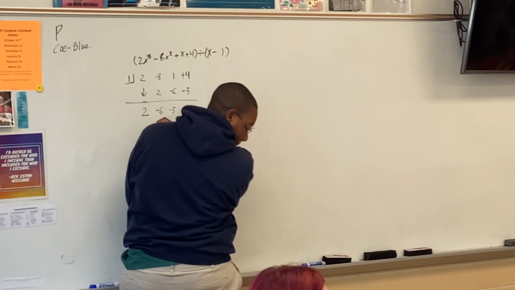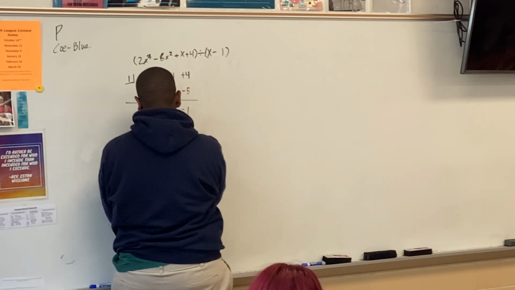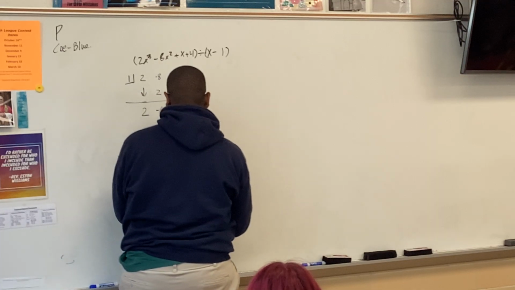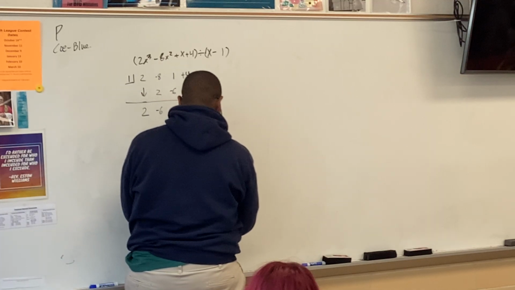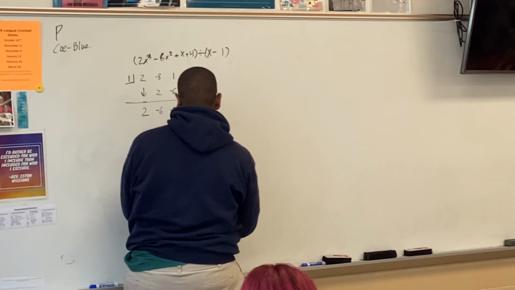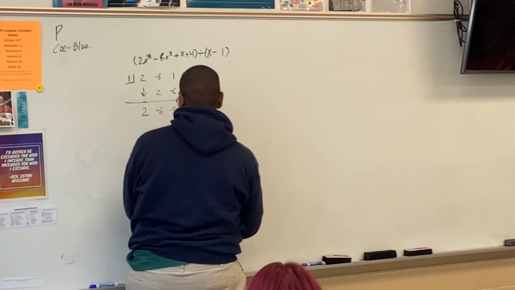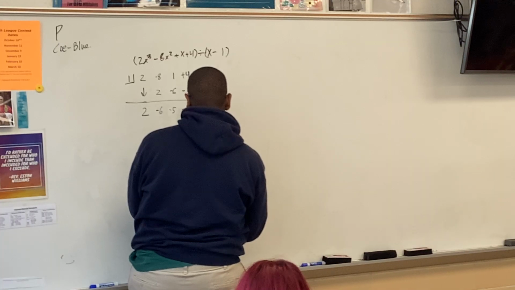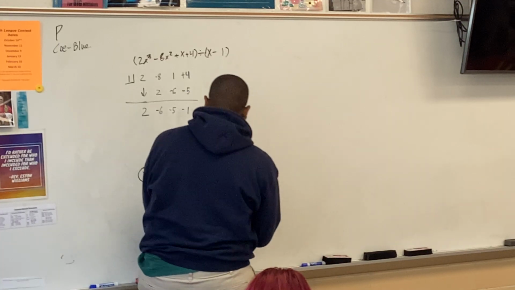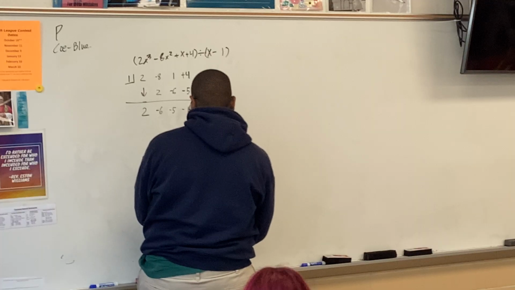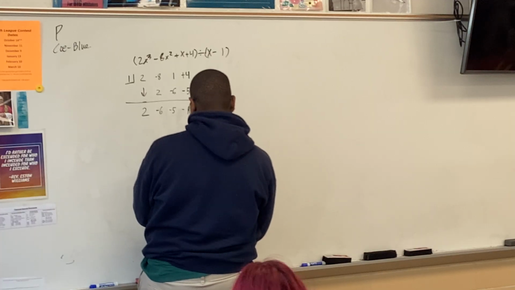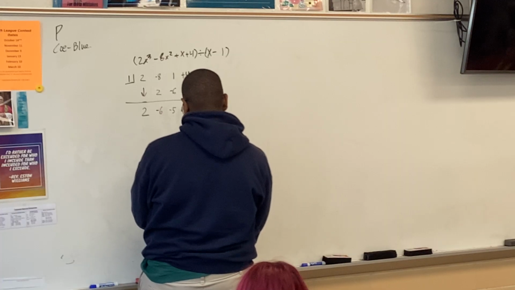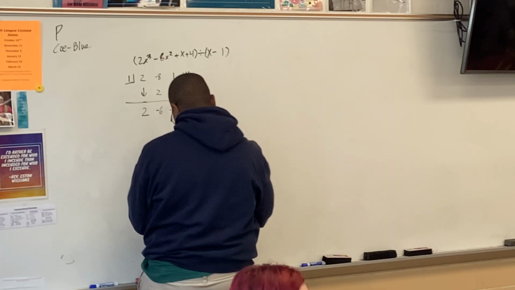Okay, so now he's gotta write his quotient. So what power is he gonna start with? X squared. X squared, one less than the original problem. So 2x squared minus 6x minus 5. And then what is his remainder? Negative 1 over x minus.